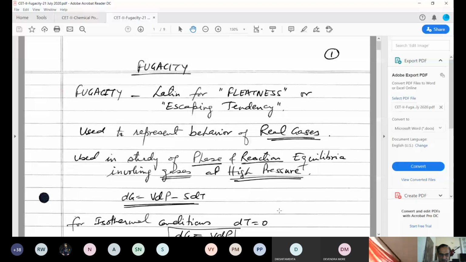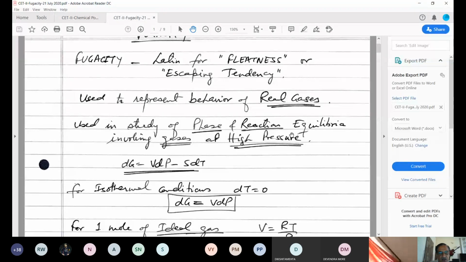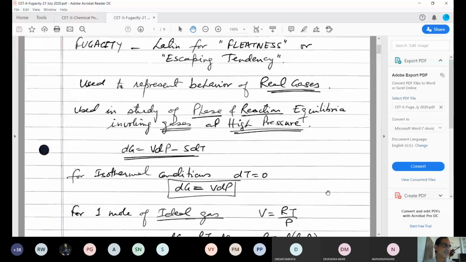And so we define another term called fugacity. Fugacity has a Latin origin, which means fleetness, or how quick it is, or escaping tendency, how fast it can escape. And it is used to represent the behavior of real gases and used in the study of phase and reaction equilibria involving gases at high pressure. We'll see why high pressure. So fugacity is essentially how fast something can escape, especially gases.